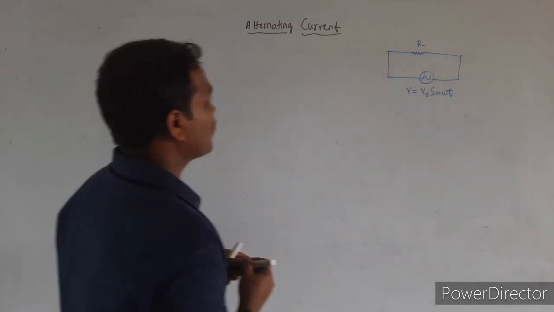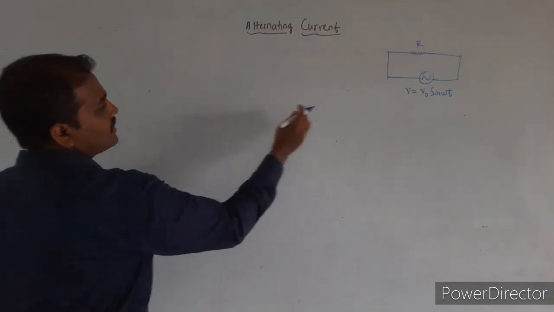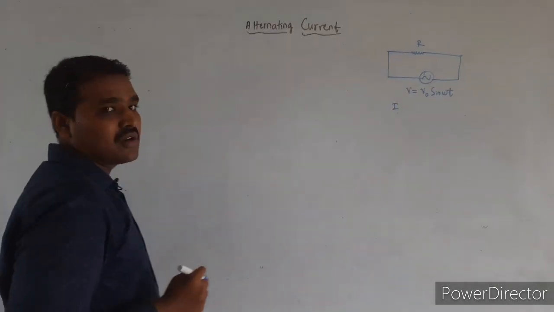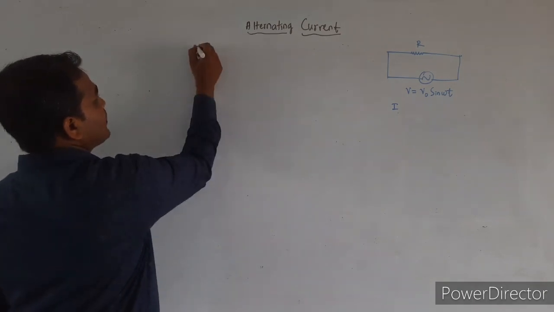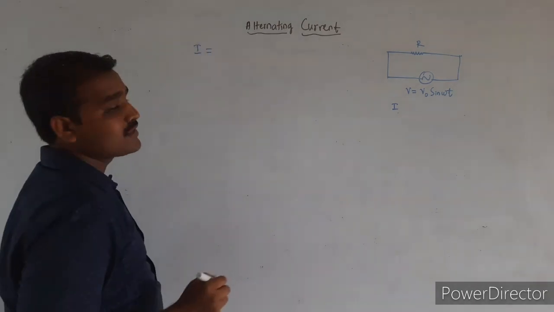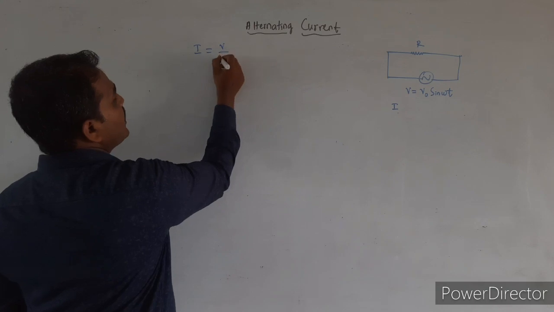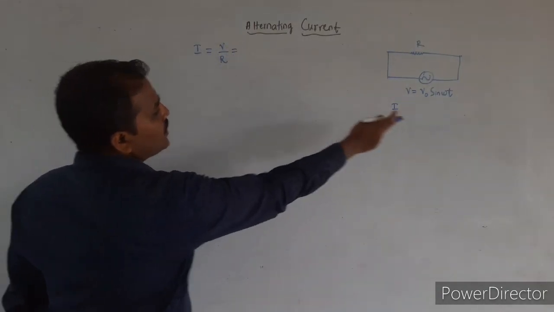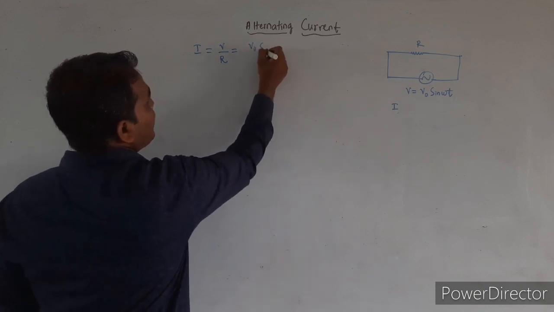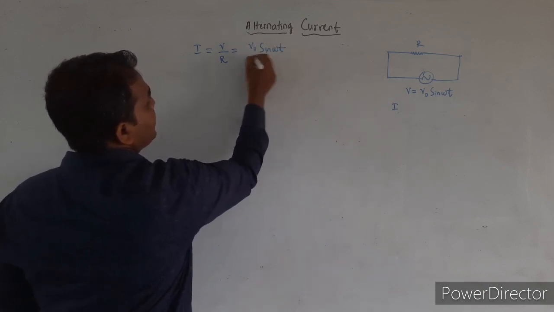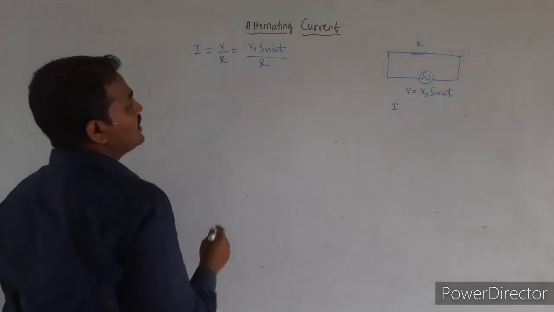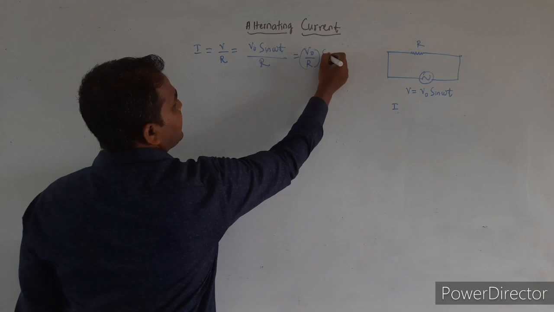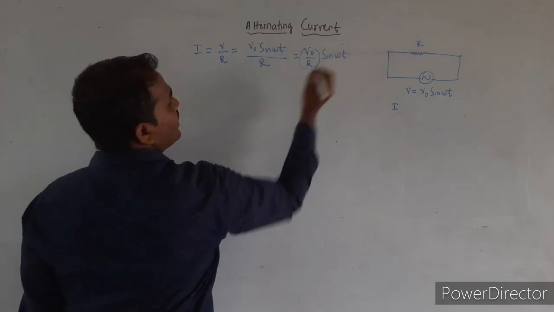So let us consider the current flowing through this circuit is capital I. By using Ohm's law, I can write the equation for electric current. I is equal to V divided by R. Correct. So what is V here? I is equal to V naught sin omega t divided by R. Then let us write this V naught divided by R separately. This I can write as sin omega t.